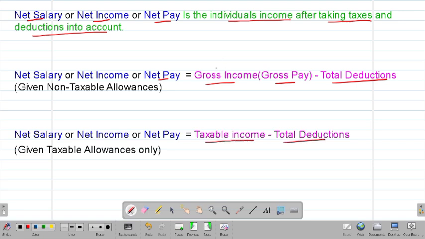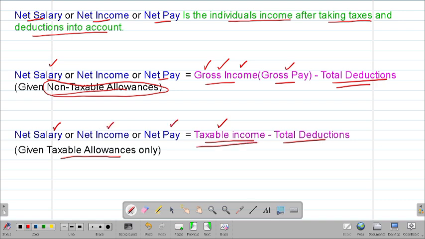Notice that for this particular case, the gross income can be equal to the taxable income. These two can only be equal if there is no non-taxable allowances. So if a question has non-taxable allowance, then net salary will be given by gross income or the gross pay minus the total deductions. Because remember, gross pay takes into account both the taxable allowances and the non-taxable allowances. But if the question only has taxable allowances, that is, if there are no non-taxable allowance in a question, then for this particular case, the net salary or the net income or the net pay will be given by taxable income minus total deductions. Remember, taxable income only takes into account taxable allowances.